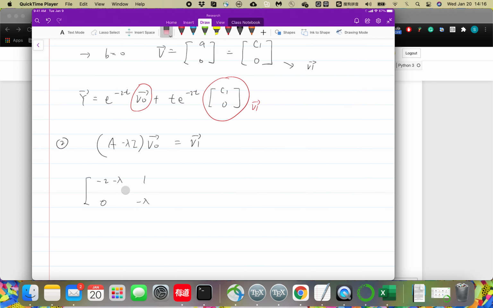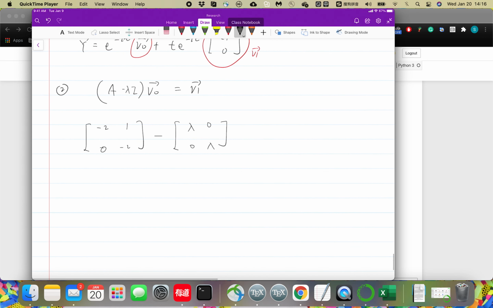Okay, minus lambda. Let's not do this. This is your A minus lambda I. Okay, we got -2 minus lambda, 0. Okay, A, B. This time we're looking for V0, equals V1. V1 is what we just got, C1, 0. Where C1 is a free constant, which means as your V1 changes, your V0 is going to change.